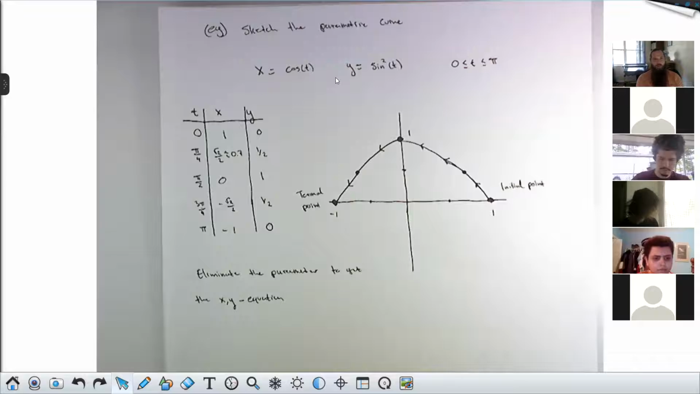So I'd like you to look at these equations for a minute and see if there's any relationship you can come up with between y, which is sine squared t, and x, which is cos t. And my hint is use a trig identity. I'm going to replenish my coffee. I will be right back. I want you to think about that.